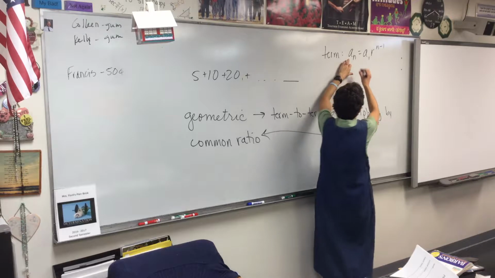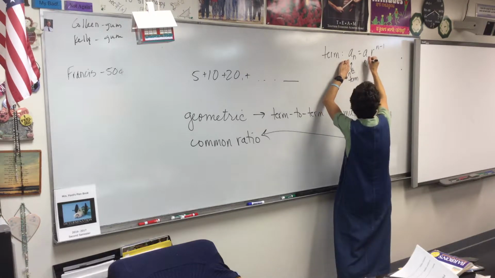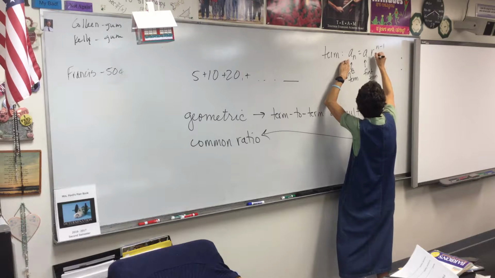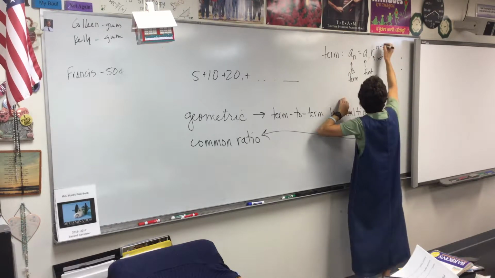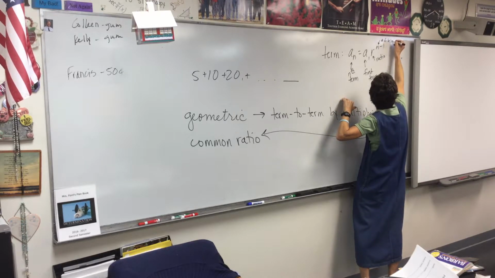That the nth term, so in our problem it would be the 9th term. The nth term is the first term times your common ratio, which for our problem is 2, to the power of the number of terms minus 1.